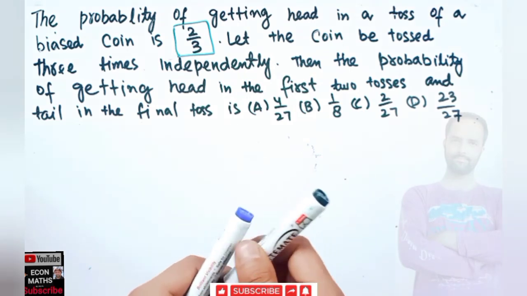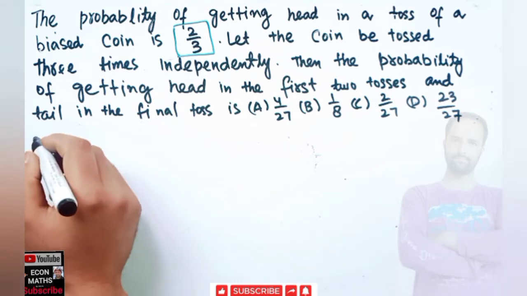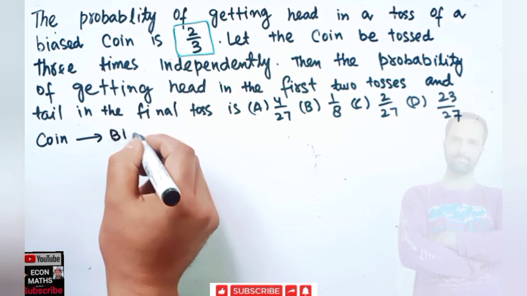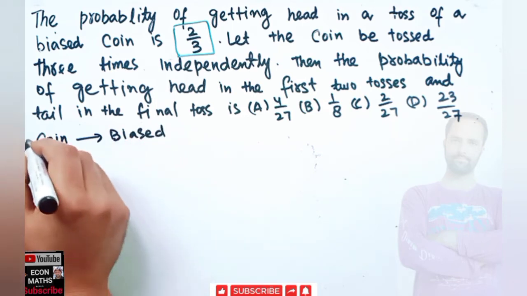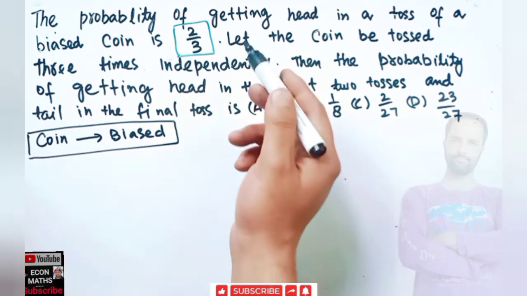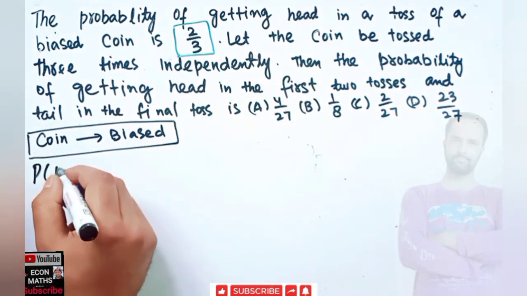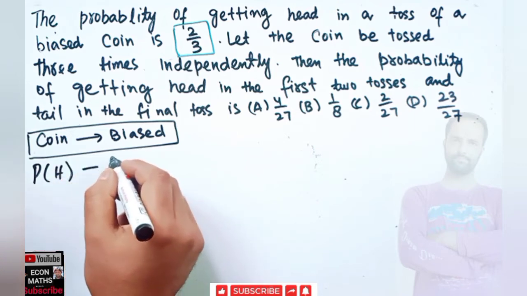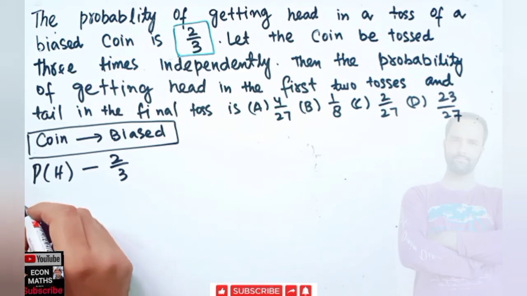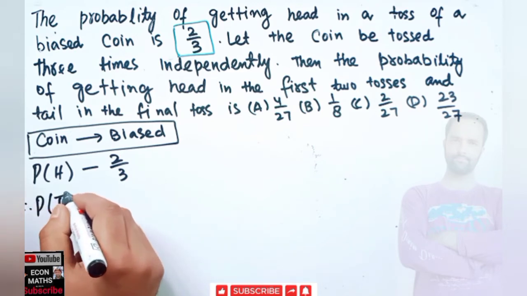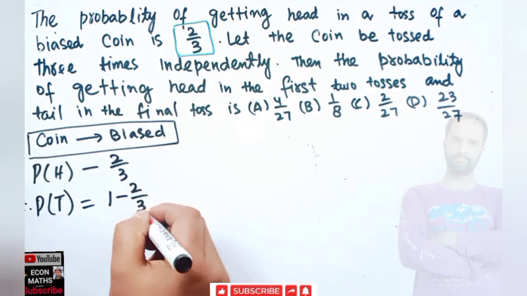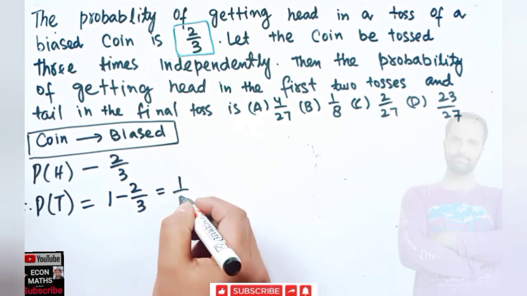Okay, so let's try to figure out what we are being given. We have a coin which is biased. That means our outcomes are not equally likely. And we are being told that probability of getting head is equal to 2/3 in a single toss. Therefore probability of getting tail will be equal to 1 minus 2/3, which comes out to be 1/3.